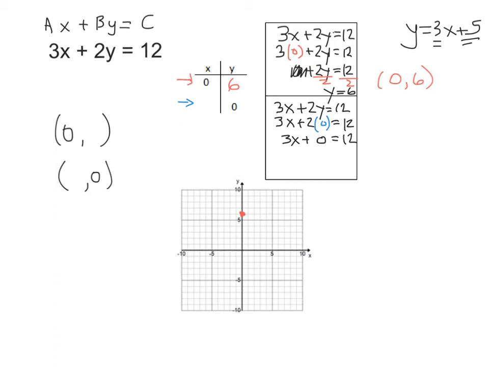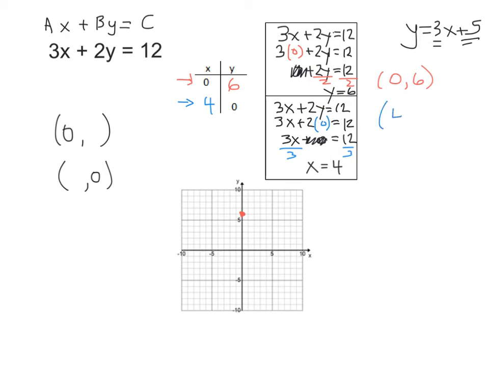Again, does this plus 0 mean anything? No, it means nothing there, because adding nothing means you're not doing anything. So we can cross off that adding 0, and we're able now to divide by 3 on both sides of the equal sign, and we get x equals 4. 12 divided by 3 is 4. So I can put a 4 right here, because I found out that x equals 4 when our y value was 0.